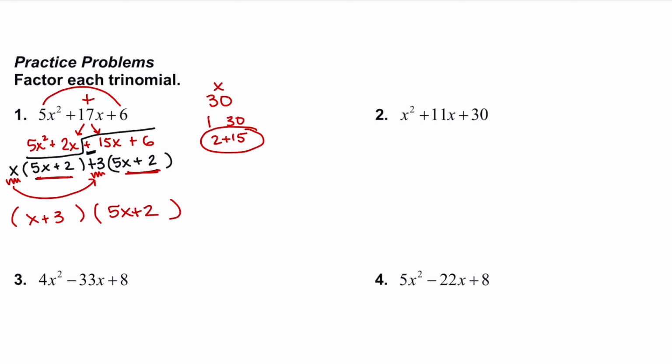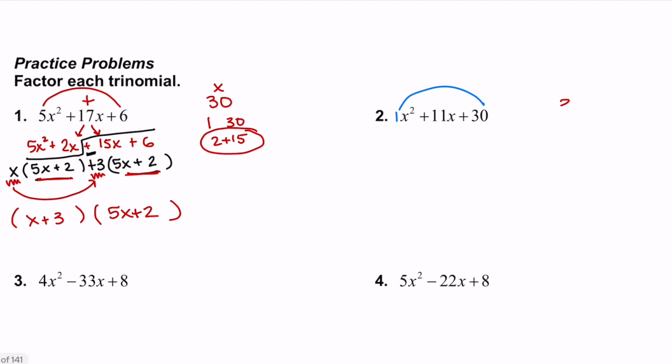Okay, number 2, if there's not a number in the front, it's a 1. 1 times 30 is 30. We're looking for two numbers that multiply to 30 and add to 11. So 1 and 30, 2 and 15, those add to 17.